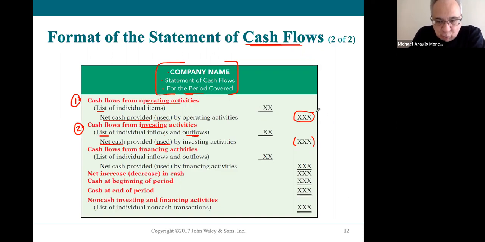Operating activities, like I said, normally we'll have a positive number here showing cash coming in. Investing activities, normally we use more cash. So this is often going to be negative, going out.